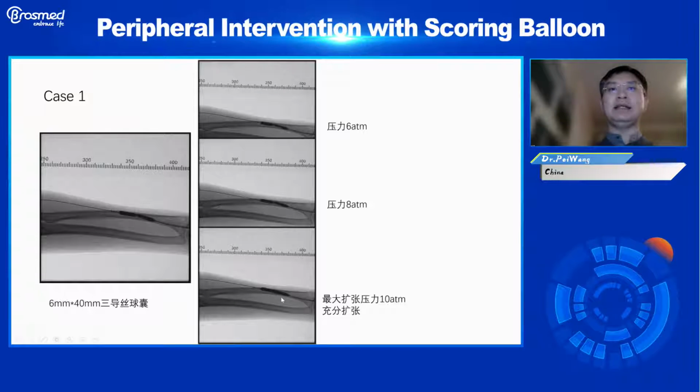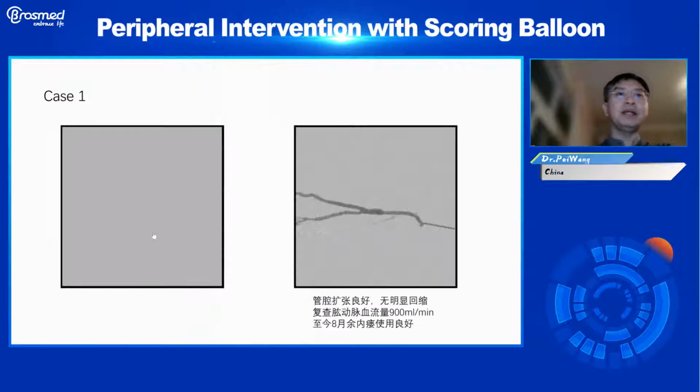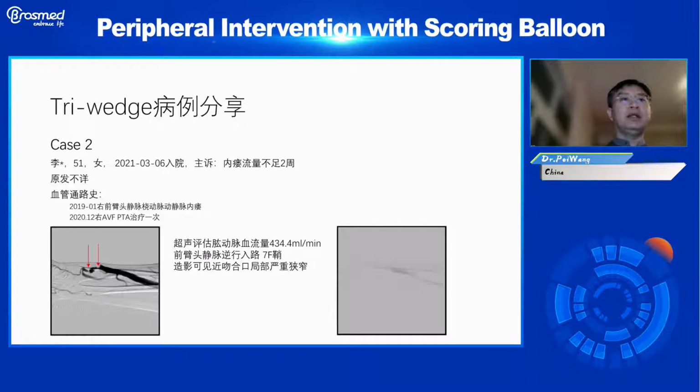It was like that, and like that at 8 ATM, and it was fully dilated at 10 ATM. Although we didn't dilate the lesion, the pressure we used was low. It was relatively lower pressure, and we could dilate the lesion. After the treatment, we see the treatment image looks beautiful, very good looking, and no significant recoil of the lumen, and the humeral artery blood volume was 900 ml per minute. Now it has been 8 months, and the fistula has been good.